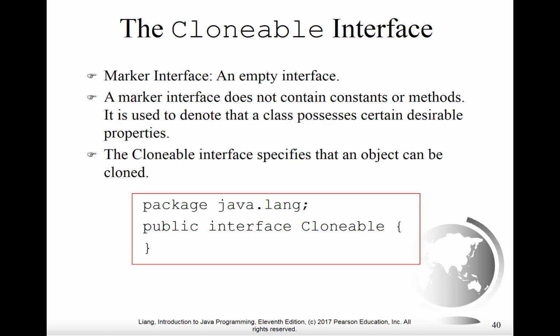So the Cloneable interface tells that an object has the ability to be cloned. The implementation for the interface looks like you see here: package java.lang, public interface Cloneable, and then notice we just have two braces with absolutely nothing inside because there's nothing there. There's nothing that we need to implement. So we simply say that we implement the interface and that has marked us as being cloneable.